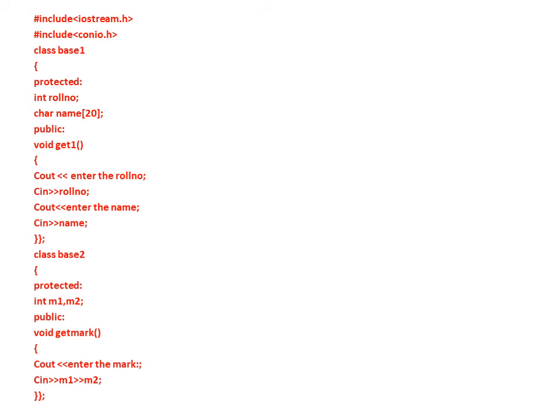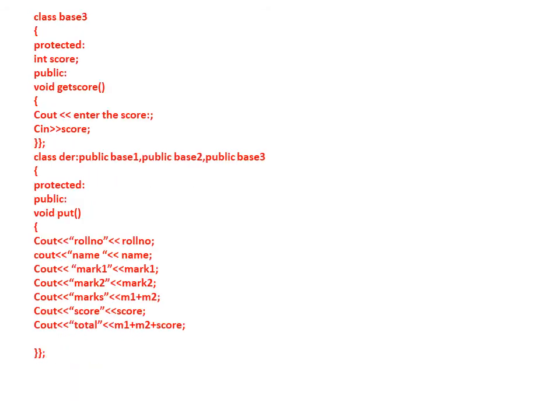And in class base 2, again I'm reading the marks from the end user. See here I'm having two base classes. In the derived class, all the elements we use in these two classes are going to be inherited. In this example we have included one more base class, base 3. Here again I am reading the score. So here we'll be using three base classes, and now I'm going to create a derived class.